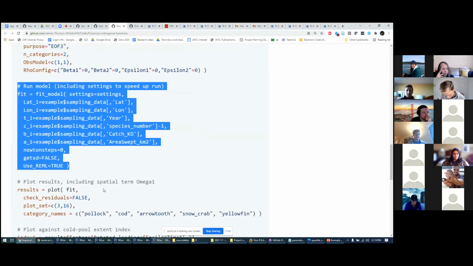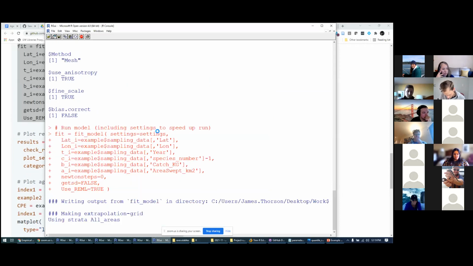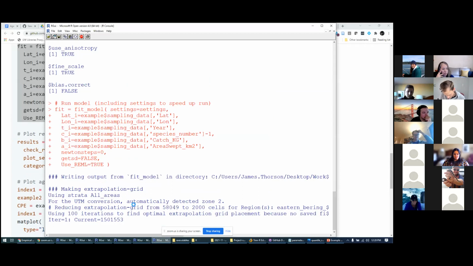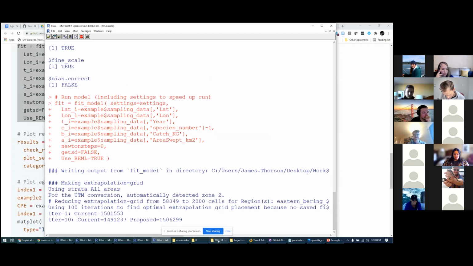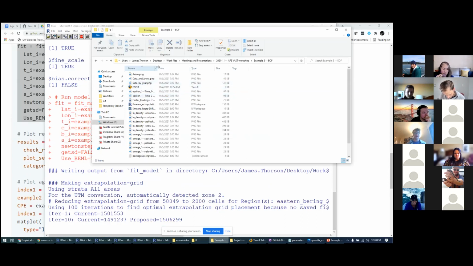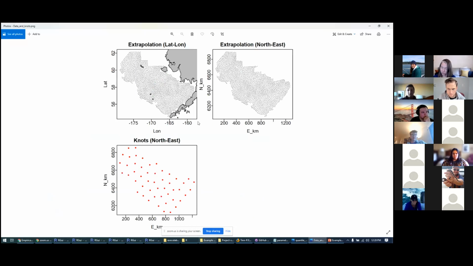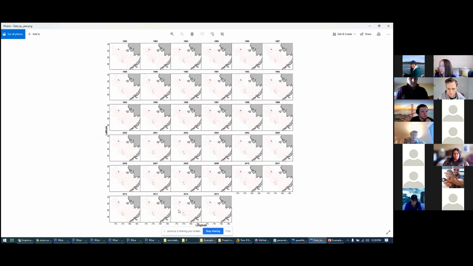And I'll just kick this model off the same way as always, and then we can look at what the output looks like. The same as always, it does this first crunch to make the extrapolation grid using a k-means algorithm that's described in detail in the docs. The output only has a single linear predictor in this case, so it's showing this ellipse, the distance at 10% correlation just for the first linear predictor. It has the same extrapolation grid for the Eastern Bering Sea with these knots. It has the same data availability because it's the same data set.